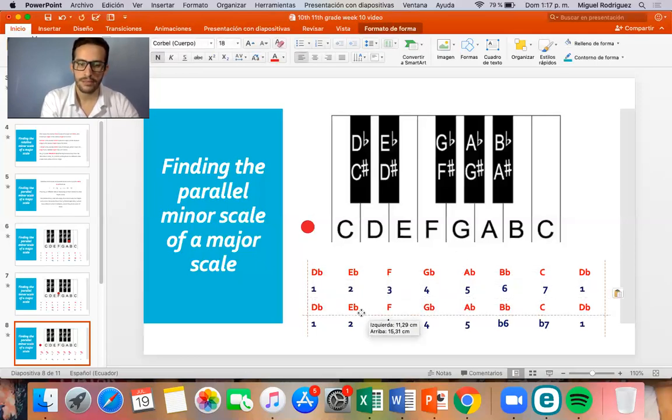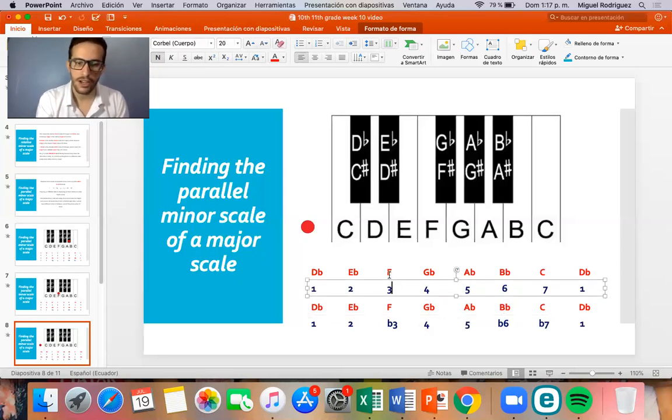We're going to place them here. And then we're going to do the same process. We're going to go directly to the 3rd, 6th, and 7th, because you know that they are the ones that are going to change. The 1, the 2, the 4, and the 5 will not change. So let's go to the first one. The 3rd here is F.